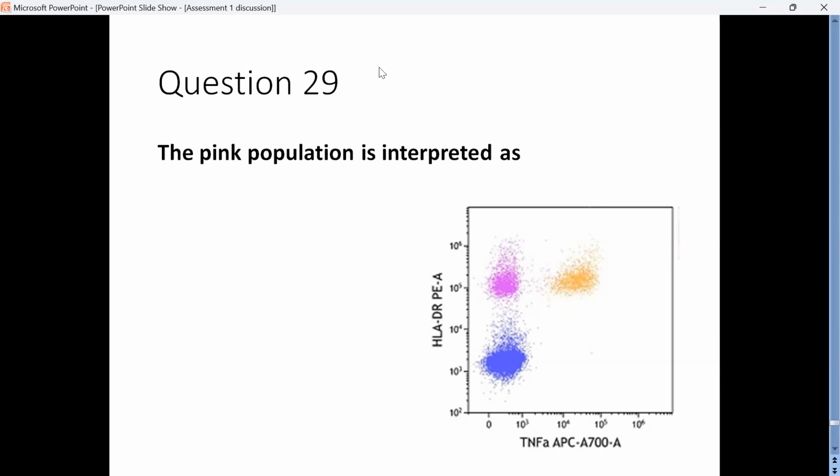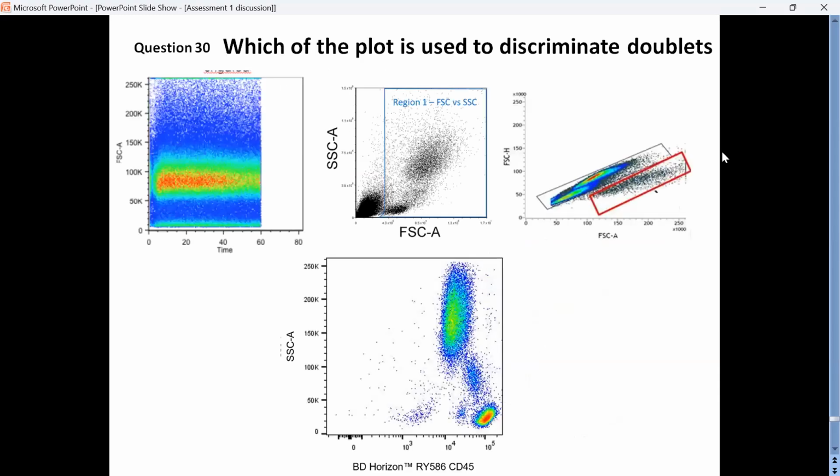So last question, which plot is used for discriminating doublets? Okay, so this is a time plot which lets you know whether the acquisition is stable. This is the forward scatter side scatter plot which helps you eliminate the debris which can interfere with your analysis. This is your classic side scatter CD45 plot which will give you an idea about the lymphocytes, monocytes, neutrophils, basophils and other CD45 negative events, blasts and so on.